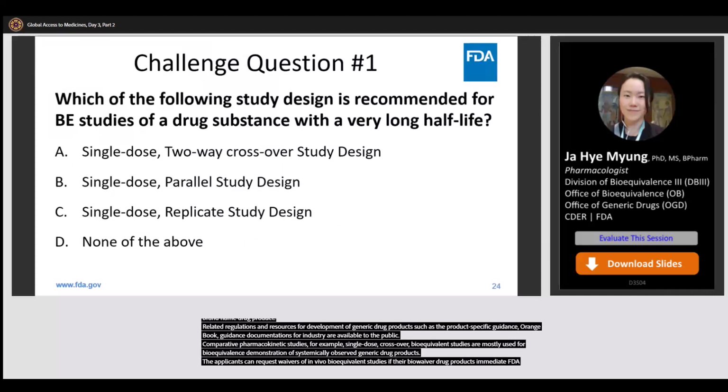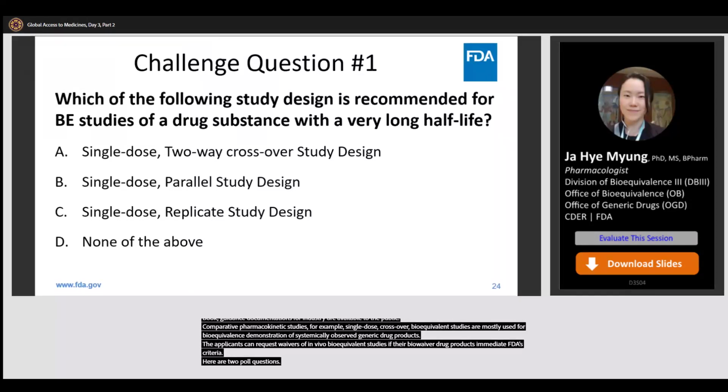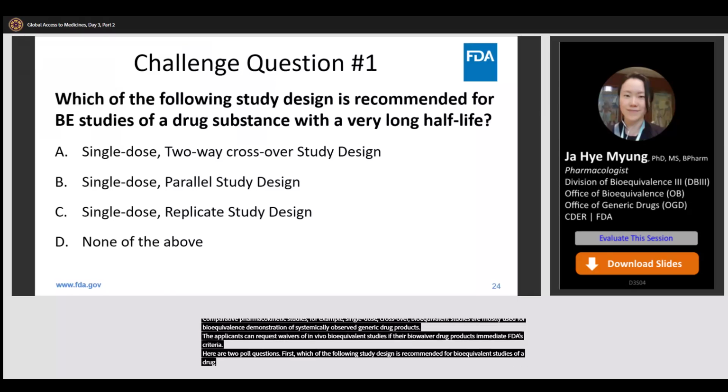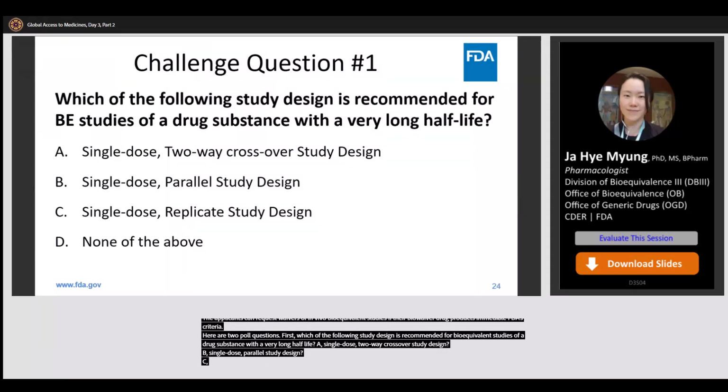Here are 2 poll questions. First, which of the following study designs is recommended for bioequivalence studies of a drug substance with a very long half-life? A. Single-dose two-way crossover study design. B. Single-dose parallel study design. C. Single-dose replicated study design. D. None of the above.